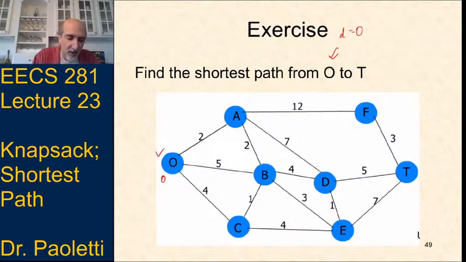Okay, I can get to A at a cost of 2. I can do B at a cost of 5. I can get C at a cost of 4, but I don't know any of those. Now, let's find the smallest false one. Okay, smallest false one is A. So A is now true. And then let's update the neighbors. Okay, I can get to B at a cost of 4 instead of 5. I can get to F at a cost of, that's the 12 edge is still there, I can get to F at a cost of 14. I can get to D at a cost of 9. And so it is possible to do this without the table if you're really careful.